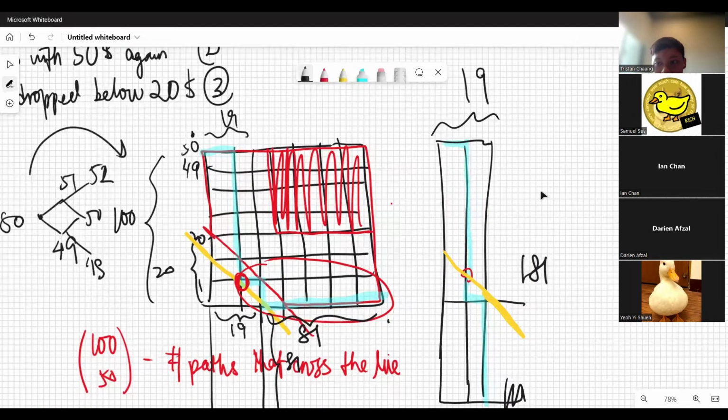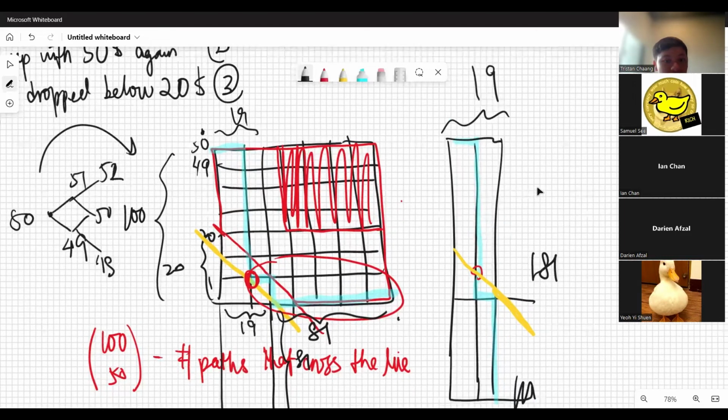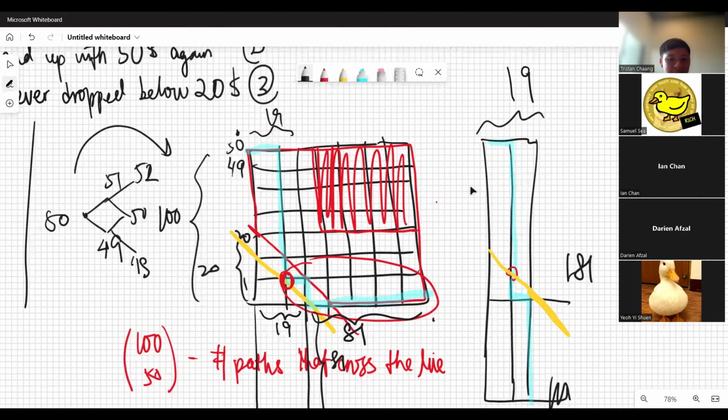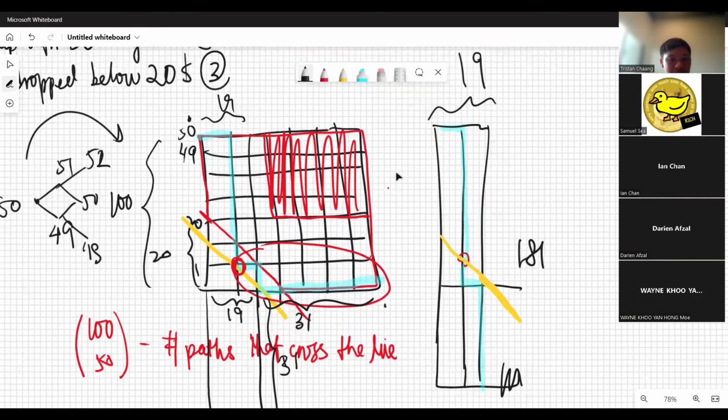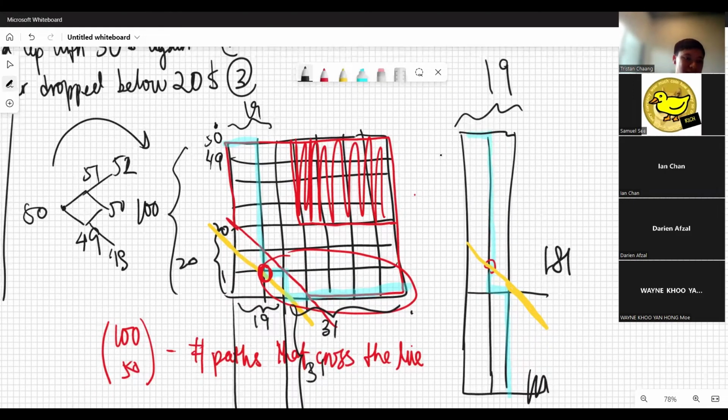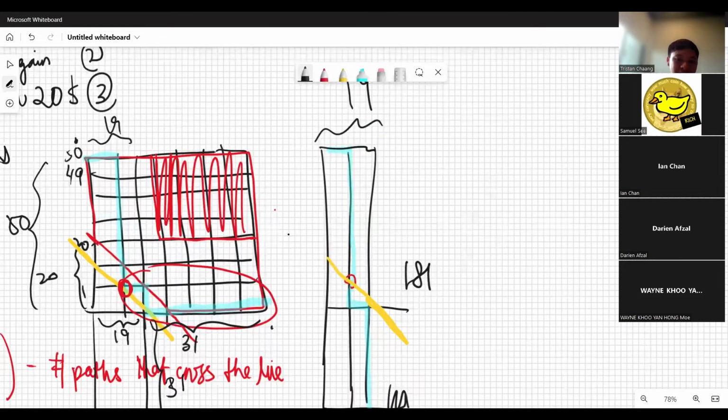It should be 50 minus 19. Oh, yeah, sorry. That's absolutely correct. It's not 81, it is 31. Thank you very much. So that would be 50, I forgot, sorry. 50 plus 31, that's going to be 81. So it's an 81 times 19 square.